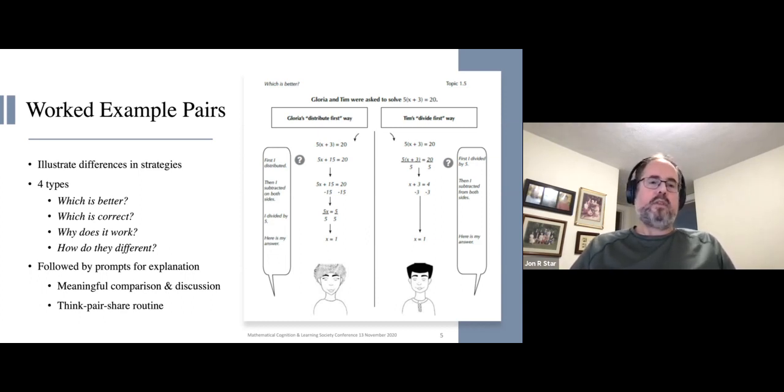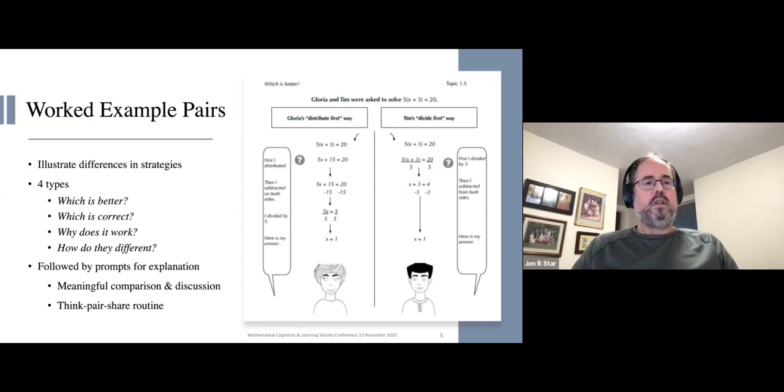If you look at the upper left of that page, it says "Which is better," and that indicates that this type of comparison is considering two different strategies which may differ in which one is better, and that's what the students may be discussing here. But there are other types. You can see on the left, "Which is correct," might compare right and wrong answers. There are two other types: "Why does it work?" and "How do they differ?"